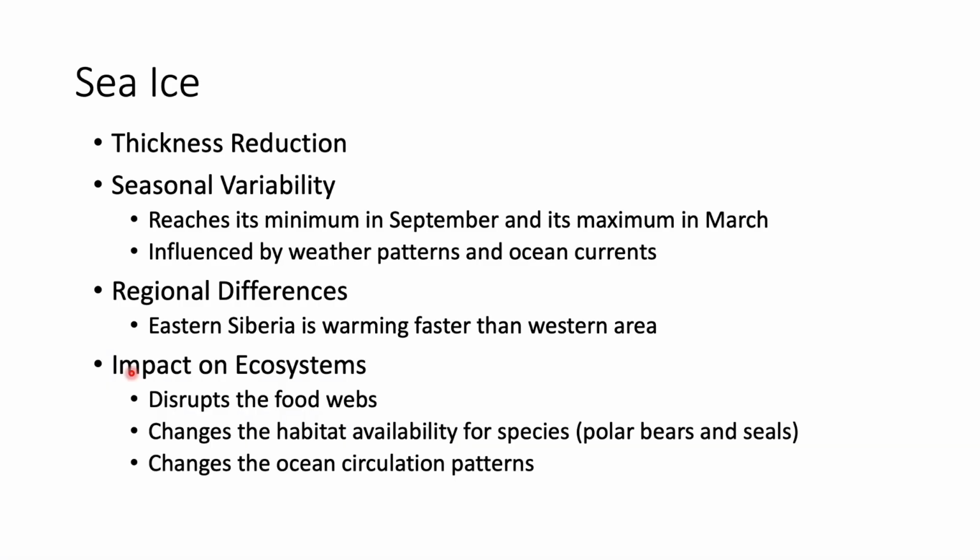So what is the impact of this sea ice decline on the ecosystems? This basically disrupts the food webs, and it also changes the habitat availability for species, especially for polar bears which hunt on the ice. And for seals also this is a major problem. And the changes in the ocean circulation pattern also change the jet streams.